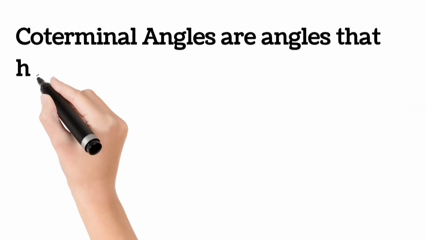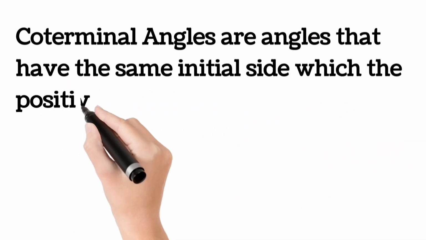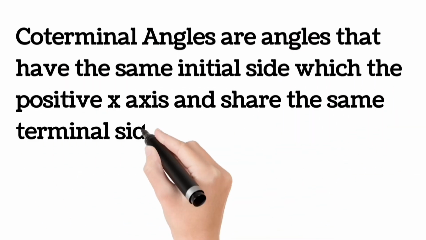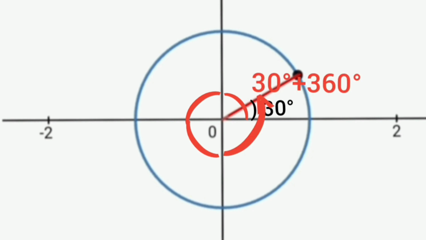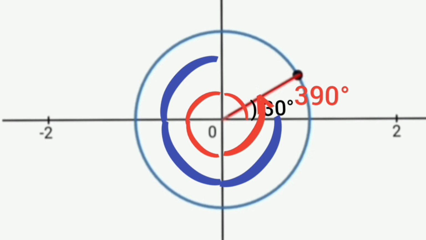Coterminal angles are angles that have the same initial side, which is the positive x-axis, and share the same terminal sides. Here are the initial and terminal sides of 30 degrees. Here are the initial and terminal sides of 390 degrees. Here are the initial and terminal sides of negative 330 degrees also.